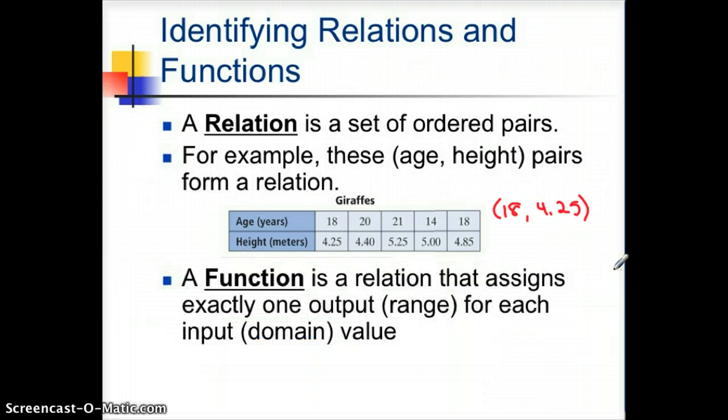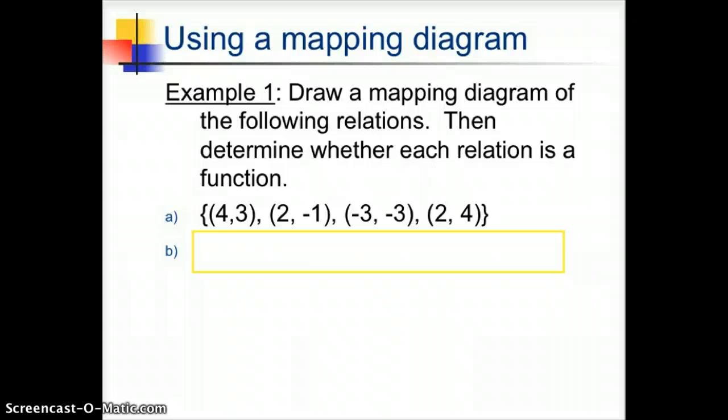A function is a special type of relation. It's a relation that assigns exactly one output or range for each input or domain value. So every time you have a certain x, maybe we could also add that in, the input, the domain values, those are represented by the x coordinates. The output or the range values, those are represented by the y coordinates. Okay, so every x coordinate, if there's a certain x coordinate, it has exactly one y coordinate that goes with it. So I'm going to show you one way to identify whether something is a function.